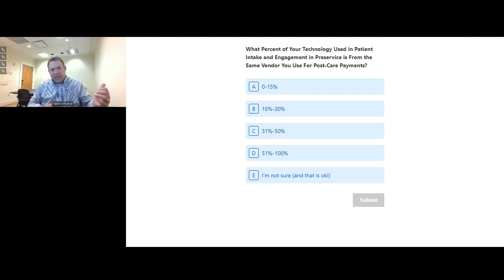But before we stop and finish on that side: is the percent of your technology used in patient intake and engagement in pre-service the same for the vendor you use in the post-care? Meaning, are you using the same technology on the front end, from a relationship or partnership standpoint, as you are on the back end? And here are your options, A to E. And if you don't know, that's okay. Just like the other questions, it's an acceptable answer. Give it 20 seconds or so to answer that.